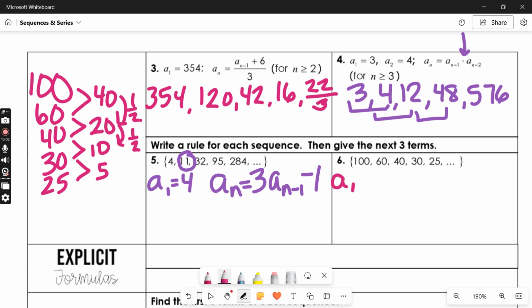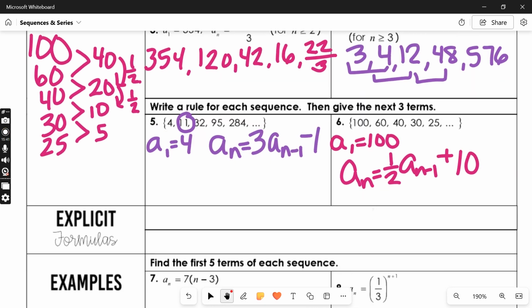Okay, so again, I always have to list my first term. So this will be 100. And my next term is going to be half of my previous term. So half of 100 is 50. And how could I get that to 60? I would have to add 10. I could double check. Half of 60 is 30. 30 plus 10 is 40. Half of 40 is 20. Plus 10 is 30. So I'm just trying to find that pattern.